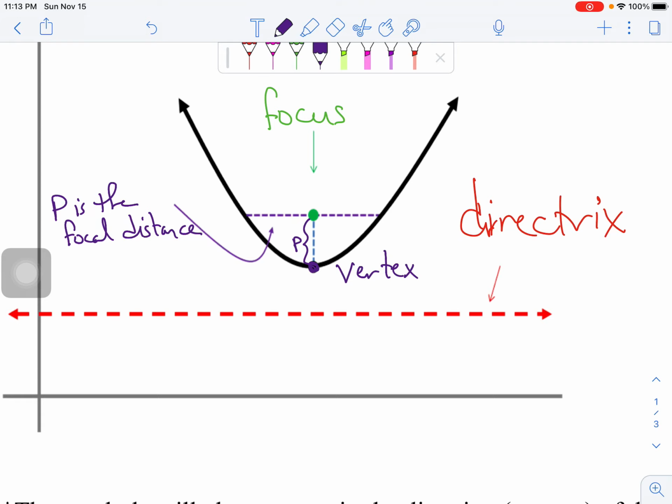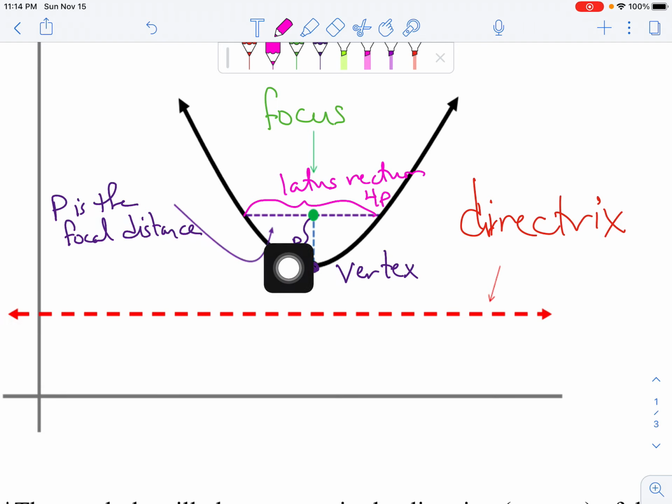Now, there's one other piece of information here, and that's this line segment that is parallel to the directrix, and it goes through the focus point. This is called the latus rectum, and it is equal to 4p. So this focal distance, if we multiply it times 4, would be the length of that latus rectum. And those are some of the pieces that we're going to use to graph our parabolas, just given an equation.